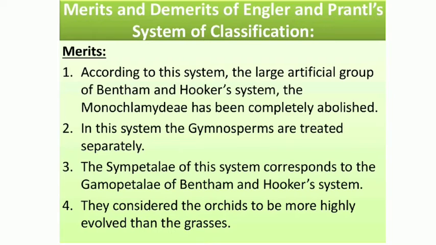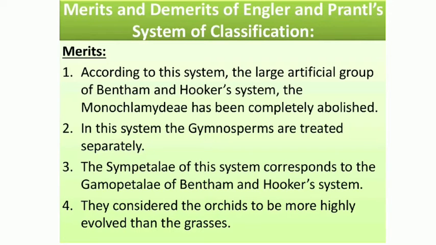Now, let us look at some of the merits and demerits of Engler and Prandtl system of classification. Firstly, merits. According to this system, the large artificial group of Bentham and Hooker's system, the Monochlamydeae, has been completely abolished. Means in Bentham and Hooker system, we have seen the Monochlamydeae along with the polypetalae and gamopetalae. So, here they have been completely removed.